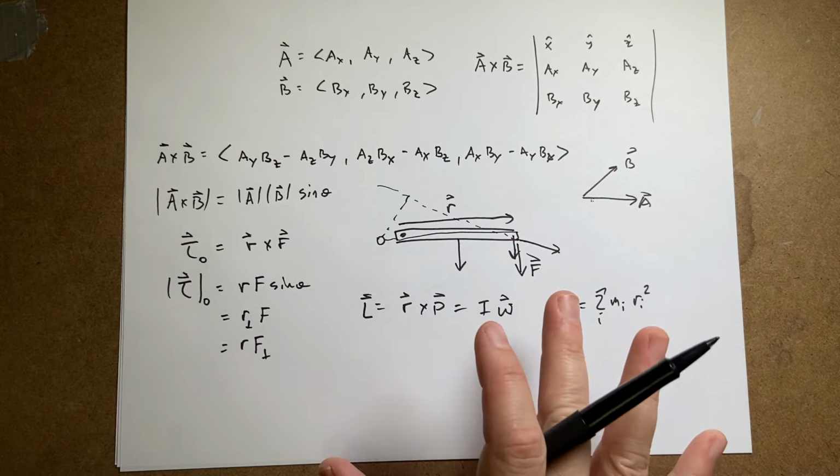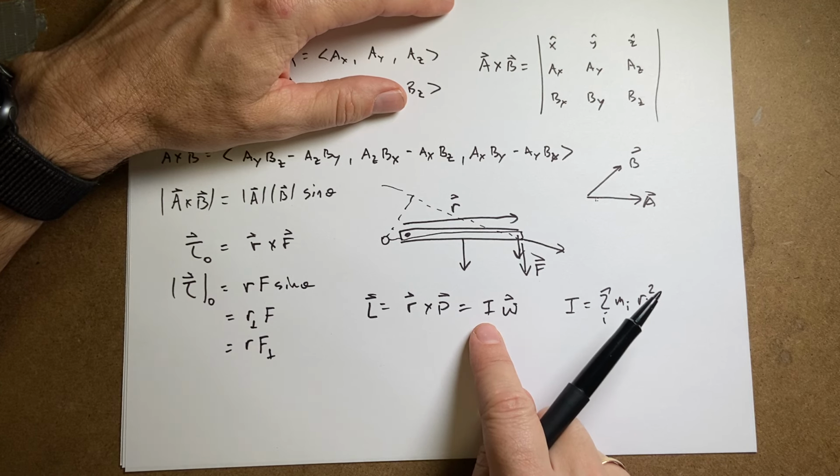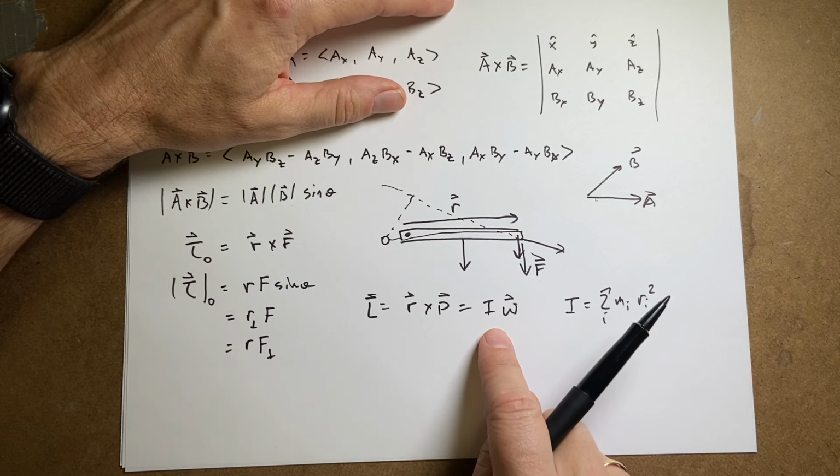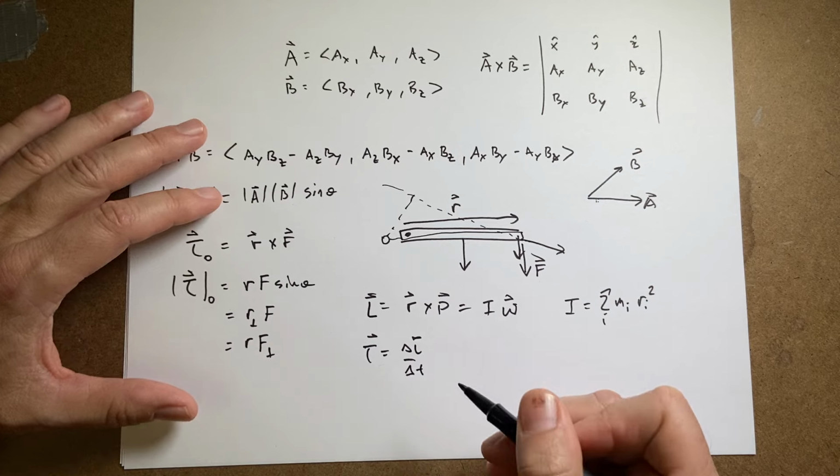This is true. L equals I omega. And omega is a vector that shows the axis of rotation using the right-hand rule. Now, if the axis of rotation is fixed, then this is the moment of inertia. Otherwise, it gets way more complicated, but we're not going to do that in this class. Okay, so that gives me torque equals delta L over delta t.